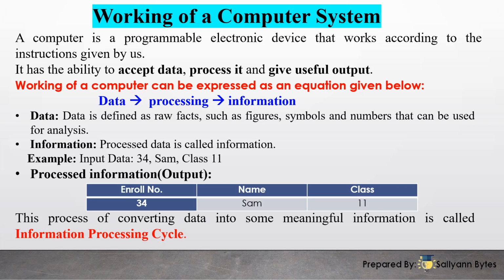For example, we are inputting data for enroll number as 34, name as Sam, and class as 11. Now you can see the output displayed like this. Sam is a class 11 student with enrollment number 34. This is the process data which gives some meaningful information. This process of converting data into some meaningful information is called information processing cycle.